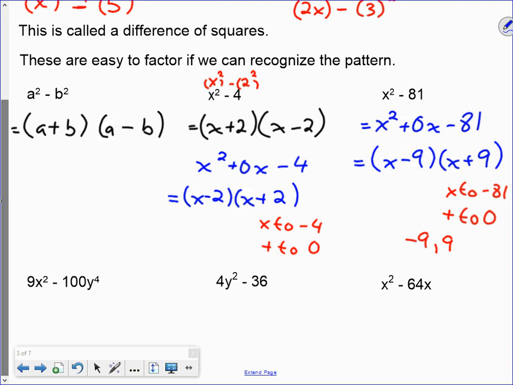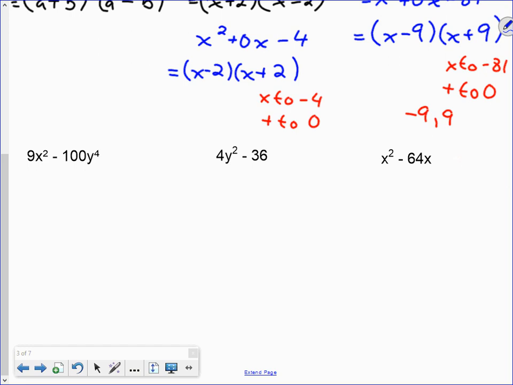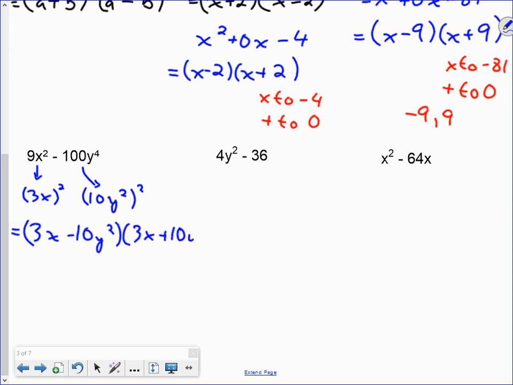So when you see more complicated ones down here, that won't work using the technique we just used. For these ones, you have to recognize the pattern. You have to think of this as 3x squared, and you have to think of this as 10y squared. Then this will factor as 3x minus 10y, 3x plus 10y. But that involves recognizing that pattern.